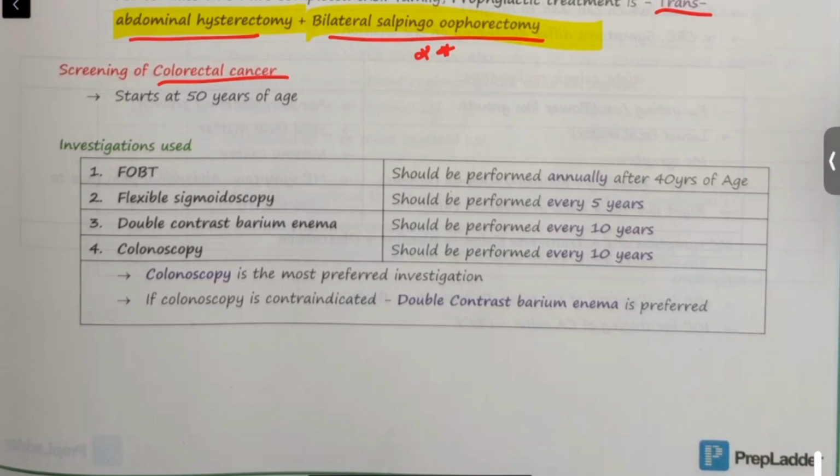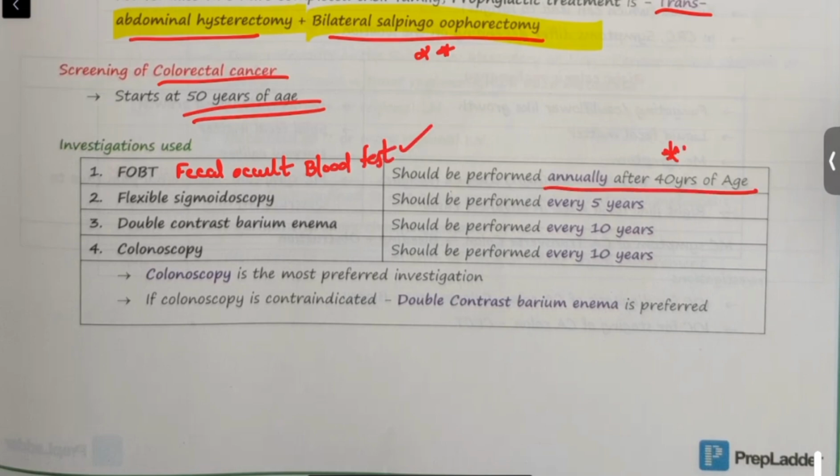Usually screening for colorectal cancer will start after 50 years of age. Okay, the first one is the fecal occult blood test. This should be performed annually after 40 years of age in order to screen for colorectal cancers. After this, we'll go for flexible sigmoidoscopy, which is performed every 5 years. After that, double contrast barium enema can be performed, usually once every 10 years. Colonoscopy is every 10 years.